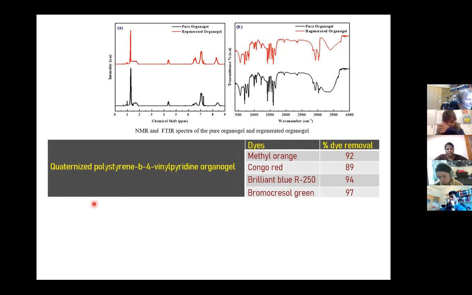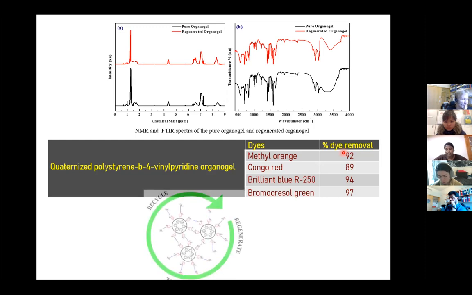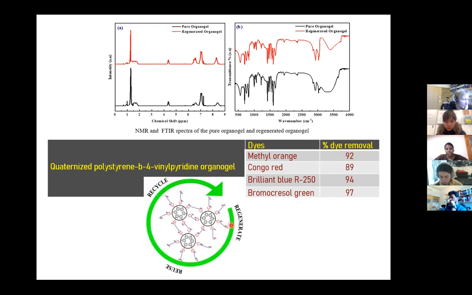Then we made a chart or table on the removal efficiency of this quaternized gel, and we found that it was almost beyond 90%, even after 20 cycles. So this gel material, we can recycle it, we can regenerate it, and also reuse it, and also we can recover the dyes back.